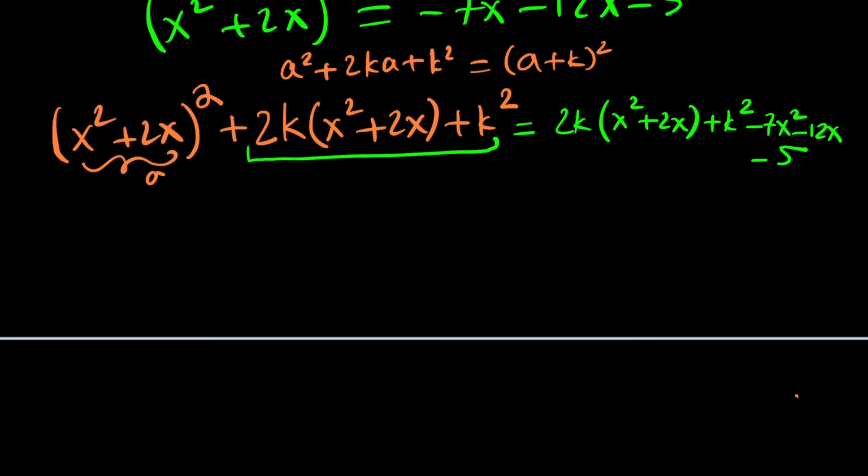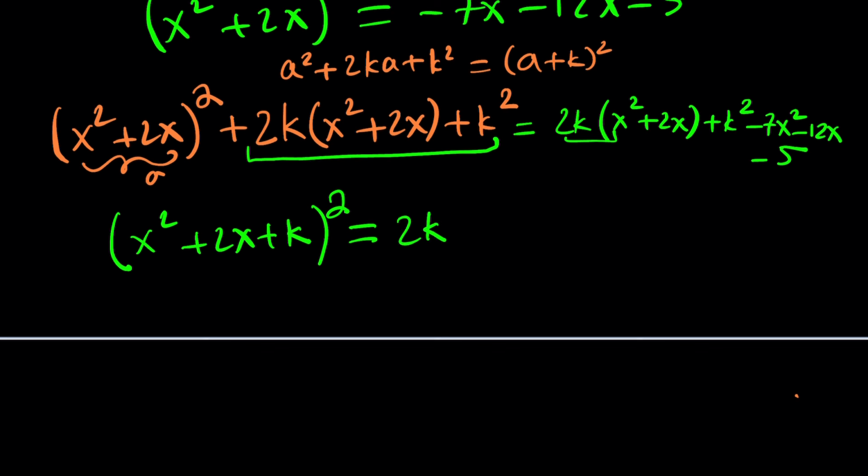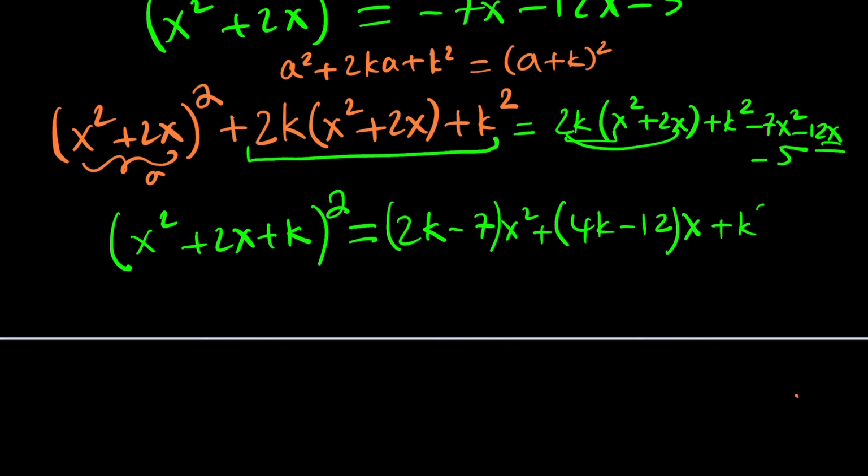But the left-hand side becomes (x squared plus 2x plus k) squared, right? That's what happens. On the right-hand side, we have to distribute and expand this. That's going to give us 2k minus 7 as the coefficient of x squared. And then we're going to get 4kx, another x here. So it's going to be 4k minus 12 as the coefficient of x. And the constant is k squared minus 5.